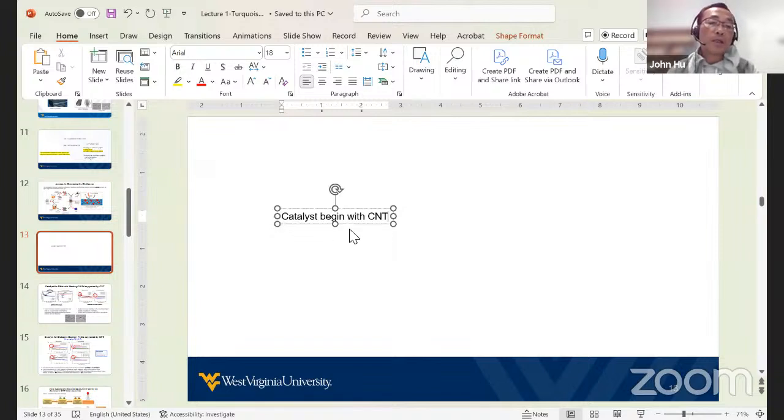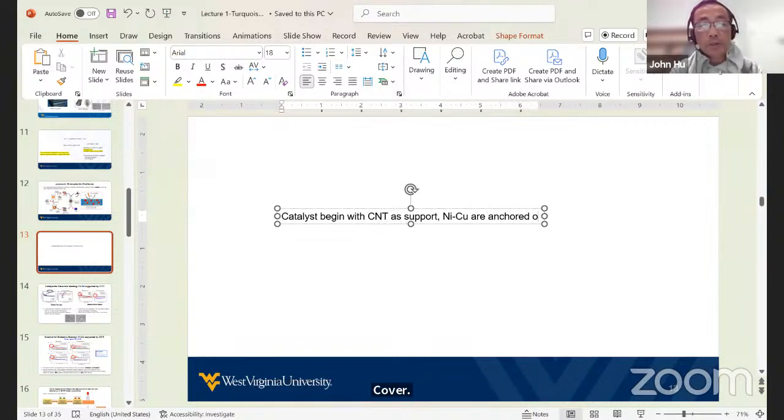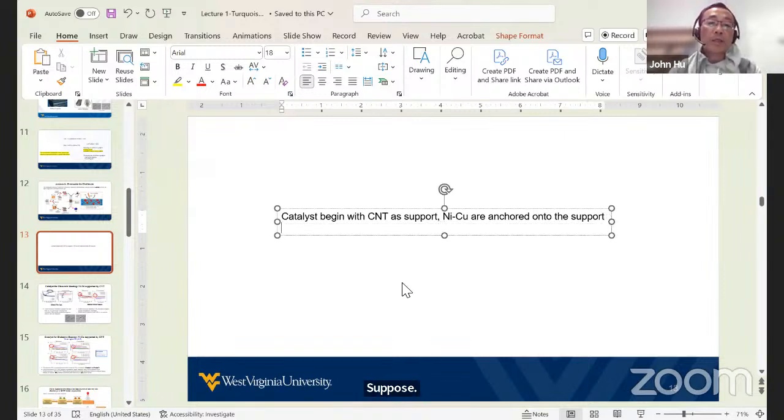So basically, the catalyst begins with a CNT as a support. And nickel and copper are anchored onto the support. Okay. So this is how we make the catalyst. First, we use the CNT as a support. Then we have nickel and copper, which is the active site.